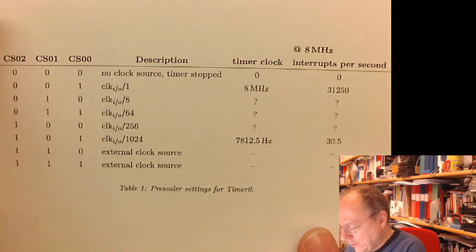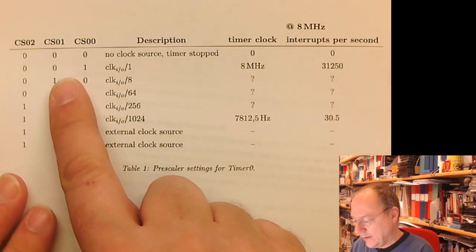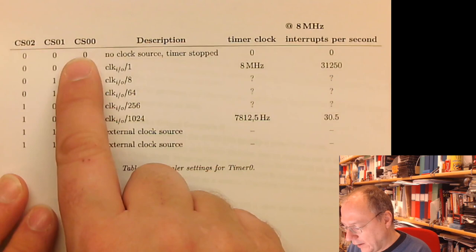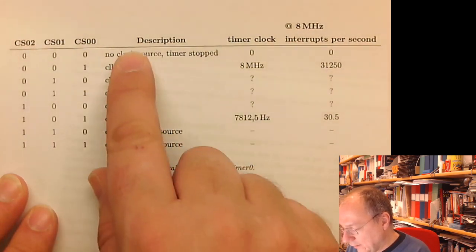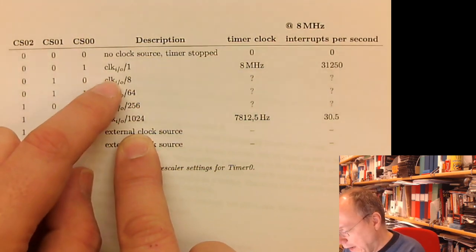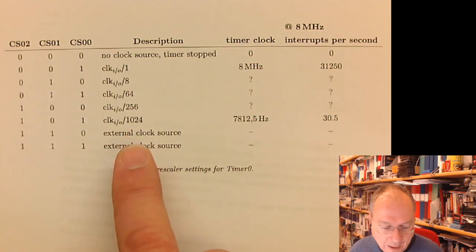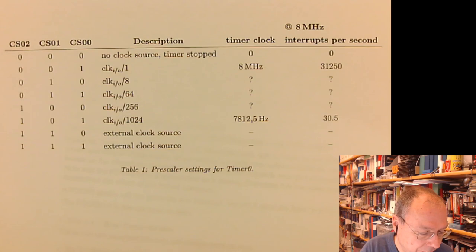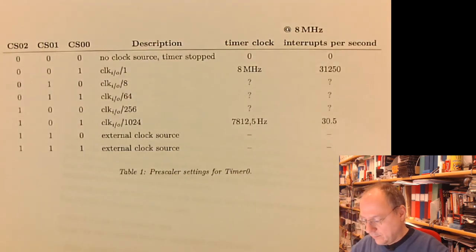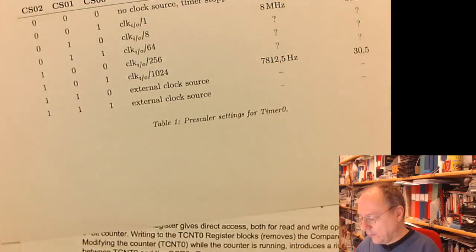So I have a table here which shows our three CS bits, the clock prescaler and the division factors which we can play with. We have divided by 1, by 8, by 64, 256 and 1024. And we have seen where these bits go. They go into the WGM0B register.